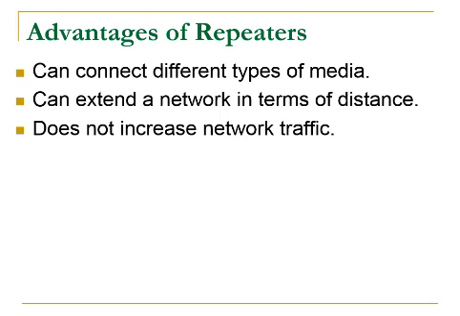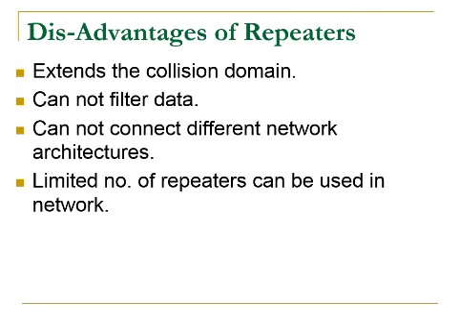So what are the different advantages of repeaters? Number one, can connect different types of media. It may be UTP, STP, coaxial, fiber optic cable. So different types of media network can be connected. Number two, can extend the network in terms of distance by enhancing the signal quality. Third, does not increase network traffic. It will reduce the network traffic.